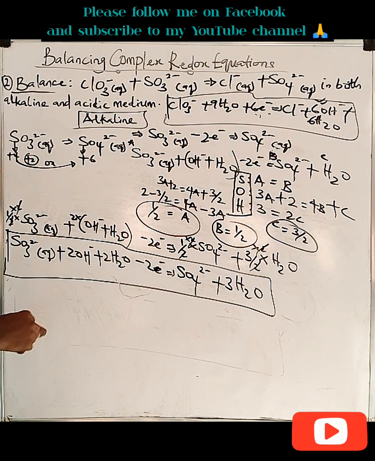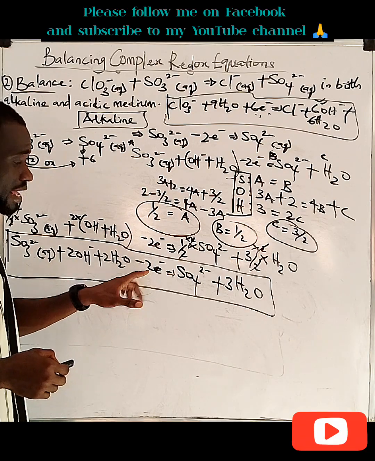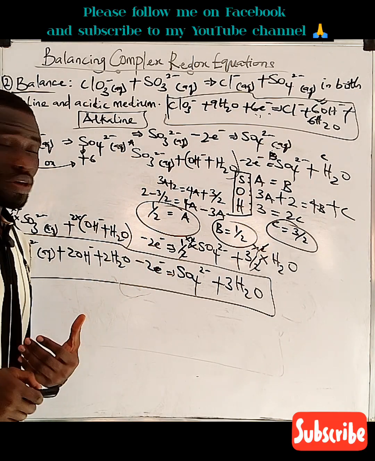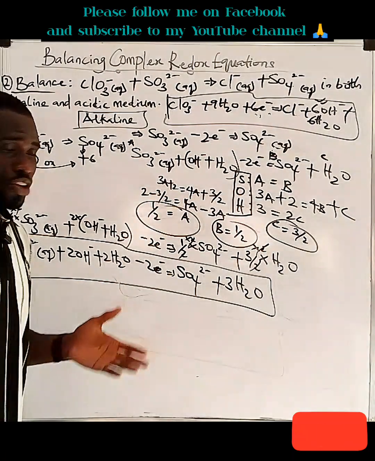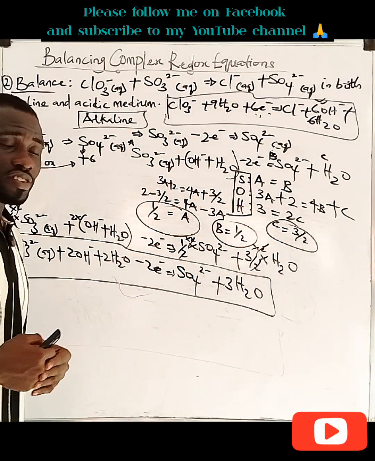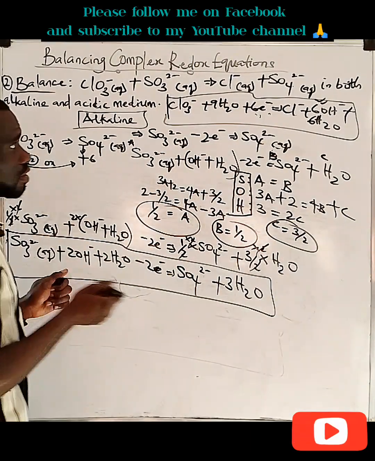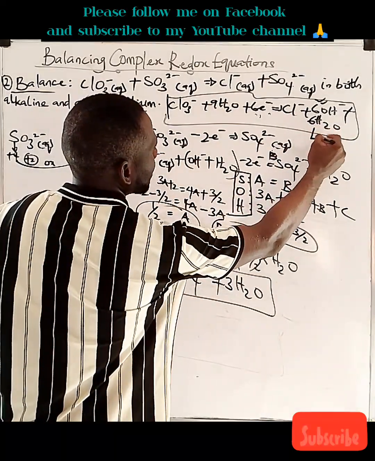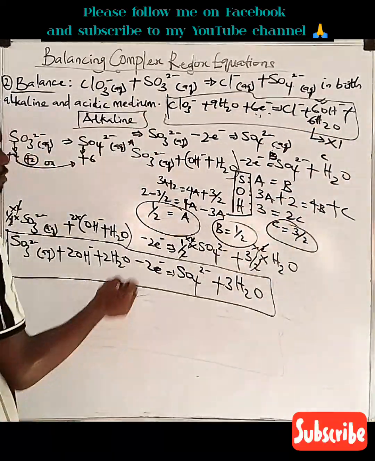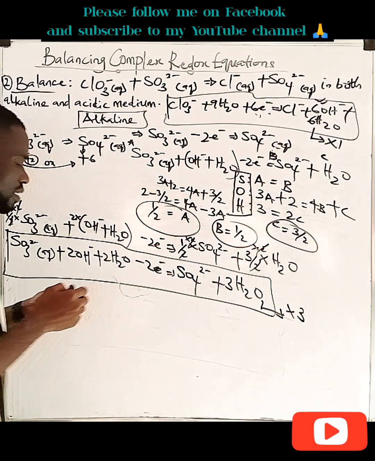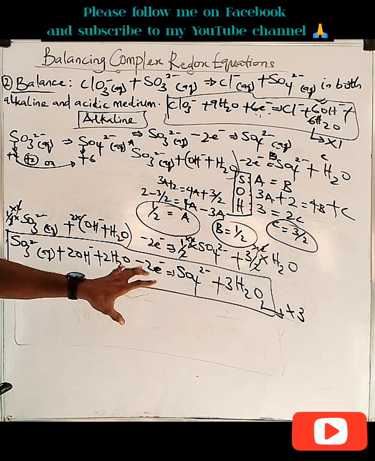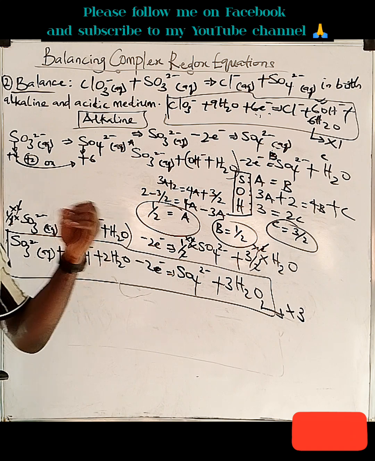So how do we eliminate? Don't forget, we're going to try to make the electrons have the same coefficient. So there's 2, there's 6. The best thing we're going to do is get the LCM of 6 and 2, which is 6. So 6 divided by 6 is 1. We're going to multiply this with 1, and 2 in 6 is 3. We're going to multiply this with 3. So when we do this, we're going to end up having the same coefficient for the electrons.